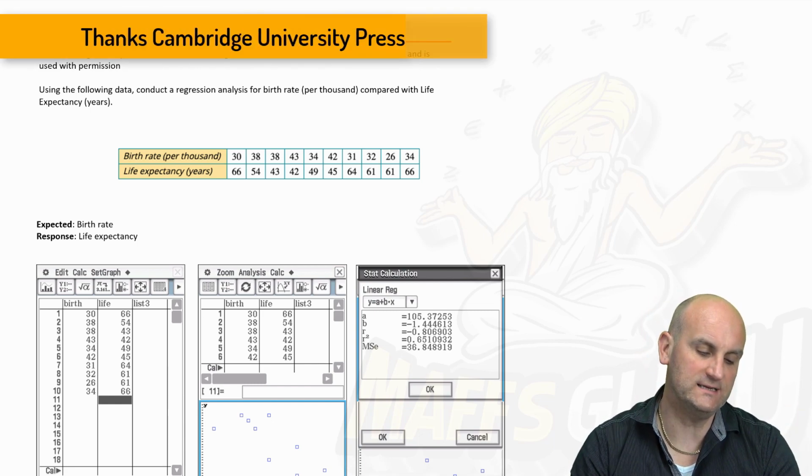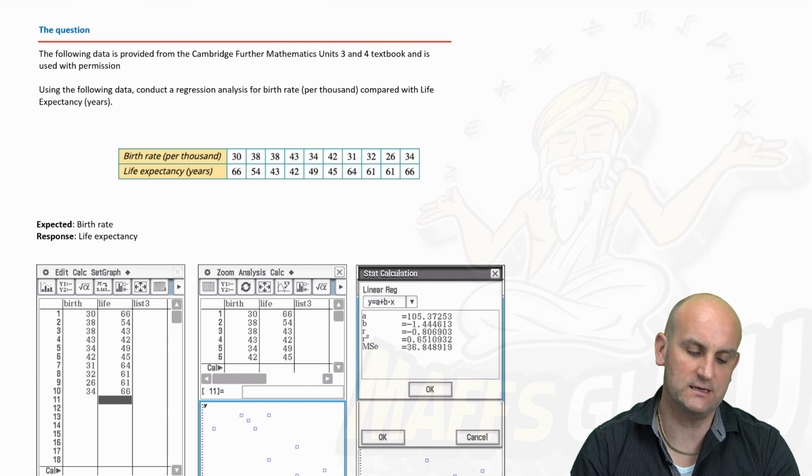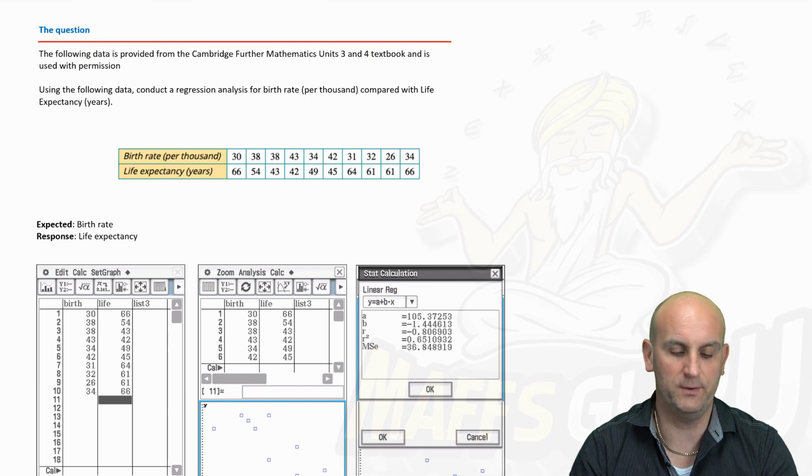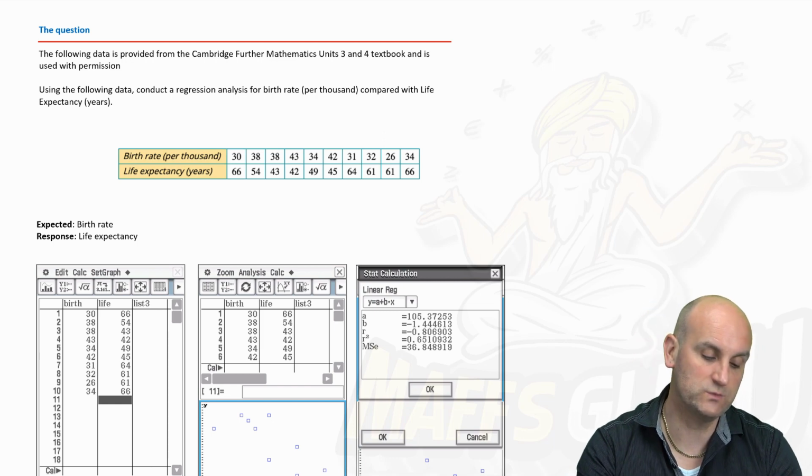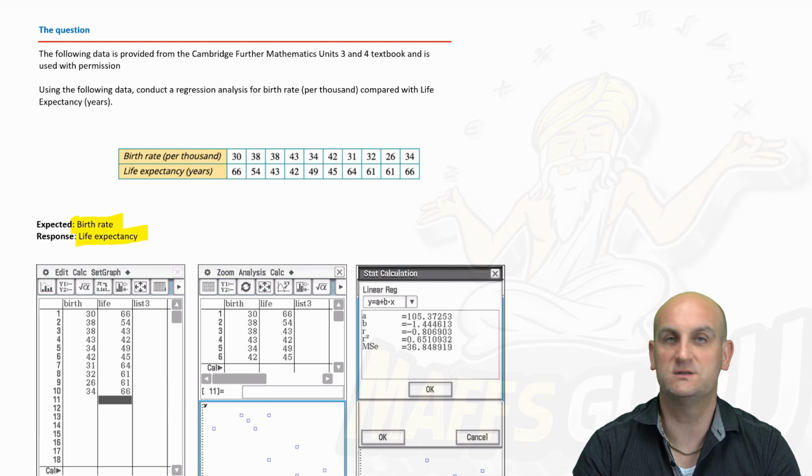So the following data is provided, and it says to conduct a regression analysis for birth rate per 1,000 compared with life expectancy in years. The first thing we needed to do was work out which was the explanatory variable and which was the response variable, and it was life expectancy.